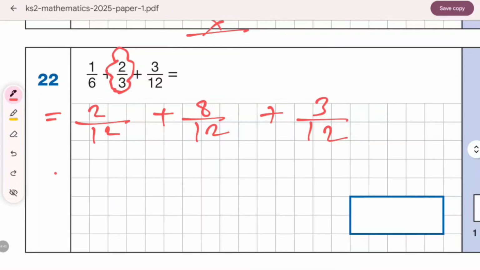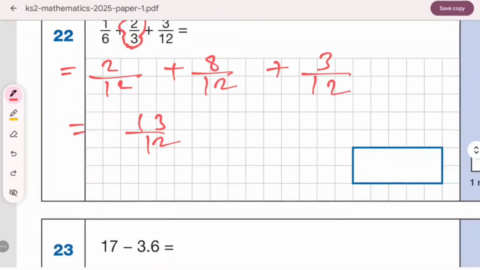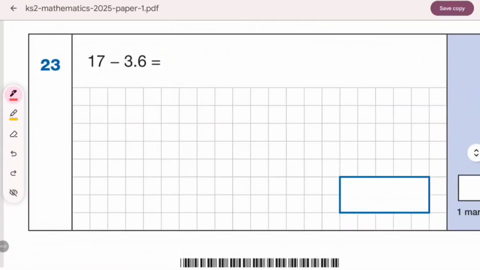Now we have the same denominator. So now we can add 2, 8 and 3, and we will get 13 by 12. That will be our correct answer for this question number 22. In question number 23, we just have to subtract the whole part, that is 17.